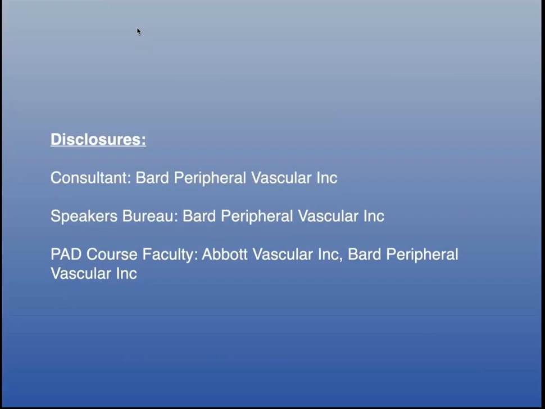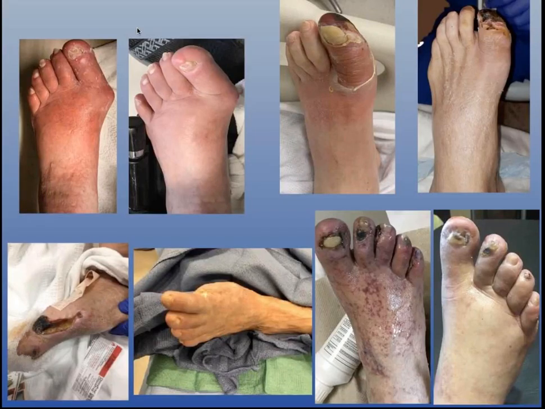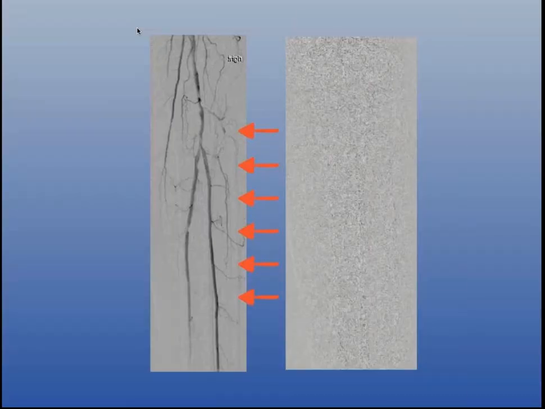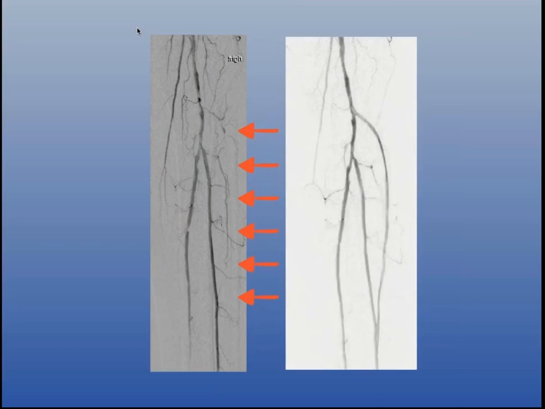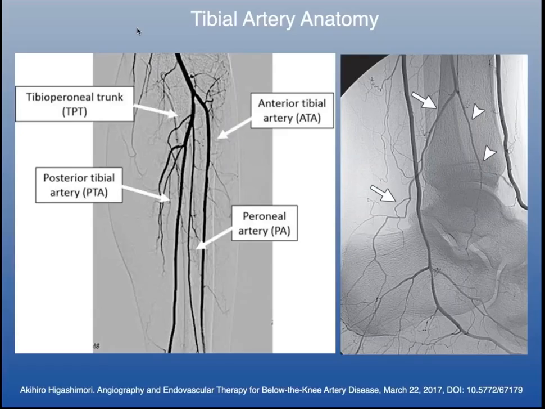These are my disclosures. Obviously, when you're treating or getting into CLI, you're going to see patients like this. These are the types of patients you'll commonly see when treating CLI. And everybody wants reconstructions like this, where they have a nice 3-vessel tibial runoff. But to do that, you really have to understand anatomy.